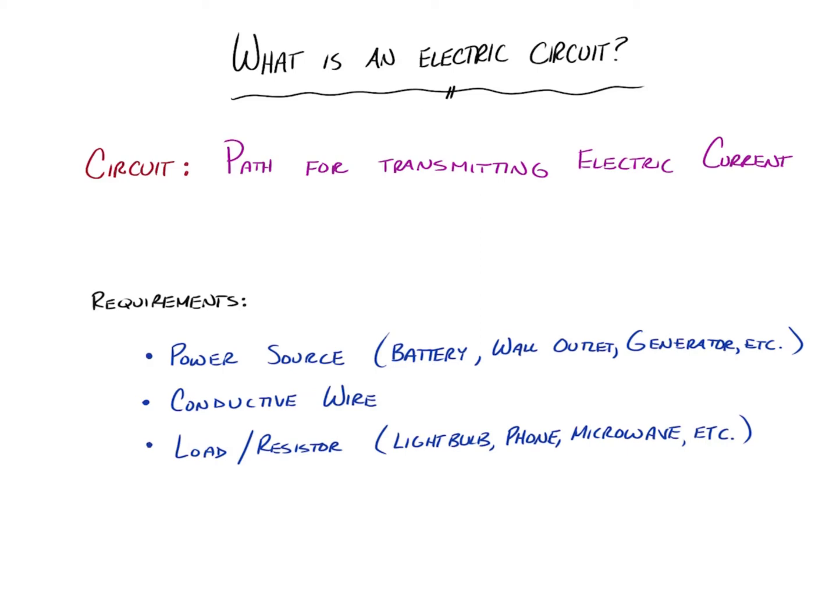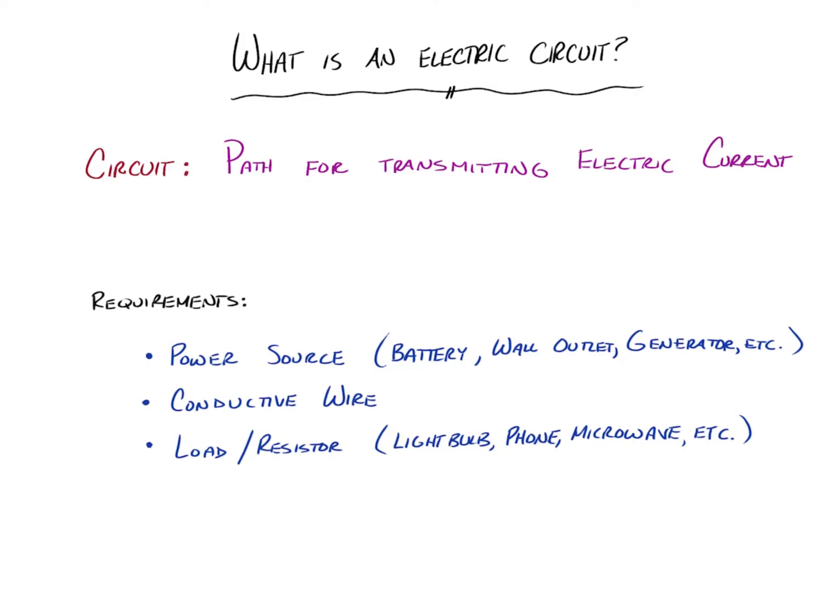And last would be what we call a load or a resistor. There's several other things that we could put into the circuit, but we're only going to be looking at resistors, or what we call a load, and that's anything that the circuit is powering. So a light bulb, a phone, a microwave, etc. Anything that you're plugging in to convert into some kind of energy, light energy, sound energy, etc.